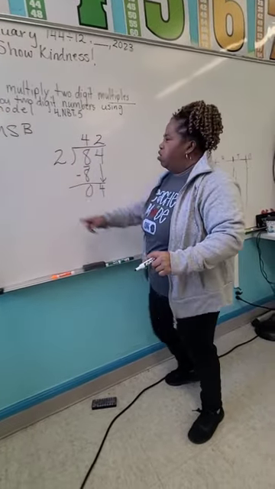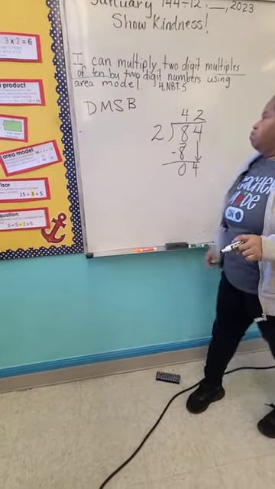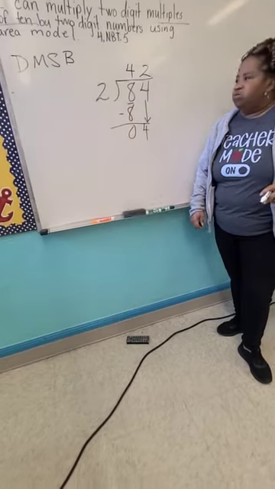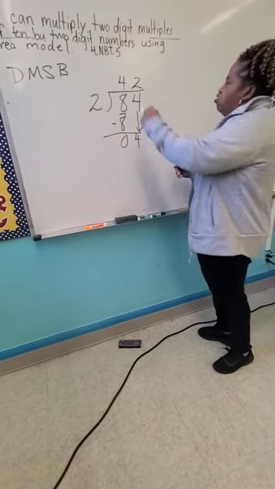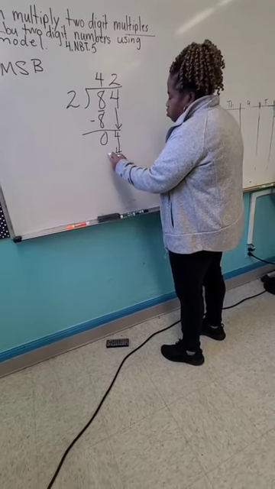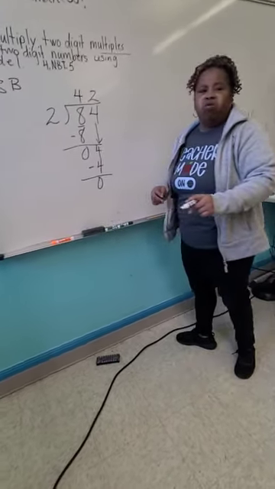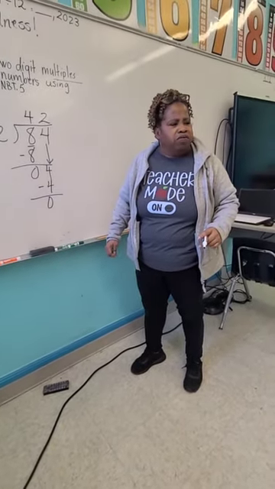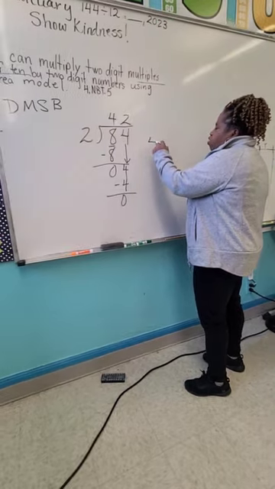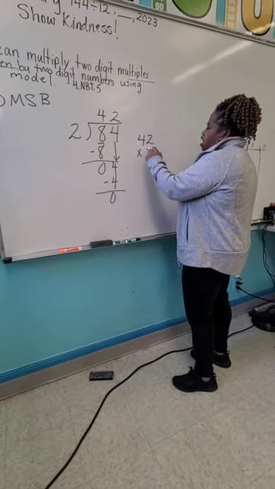All right, we're going to start over again. We divide. What are we going to do? Multiply. What are we multiplying this time? 2 times 2 equals what? 4. And we're doing 4 subtract 4 equals 0. What is our quotient? 42. Good job.